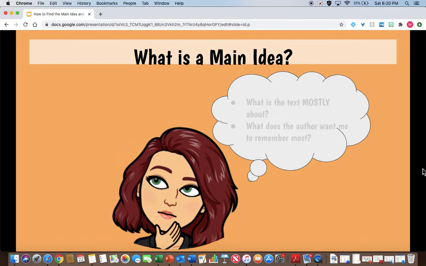So, what is a main idea? When you're reading your story, you're thinking to yourself, what is the text mostly about? If I'm reading the story, what is it mostly telling me? And also, what does the author want me to remember most? The author is trying to tell me something, and so what is that message the author is trying to make sure that I take away with me when I'm done reading?